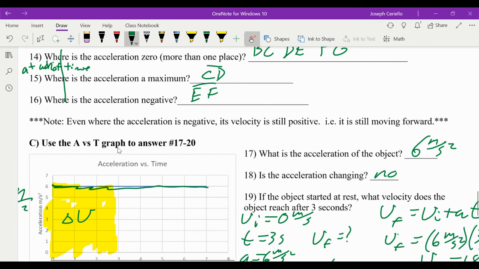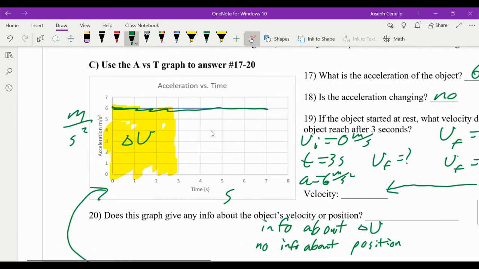This is a really important point here. Even where the acceleration is negative, the velocity is still positive. It's still moving forward. A lot of people think that just because the acceleration is negative, it's moving backwards. No. If you have a positive velocity and a negative acceleration, you're simply slowing down. The sign of your velocity tells you if you're going in the positive or negative direction.